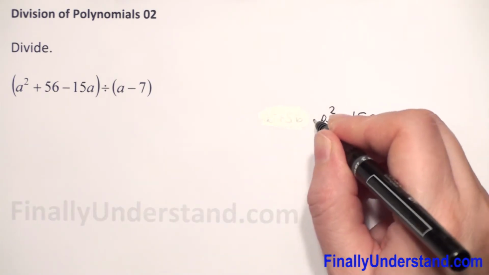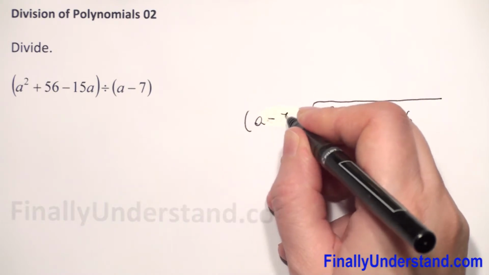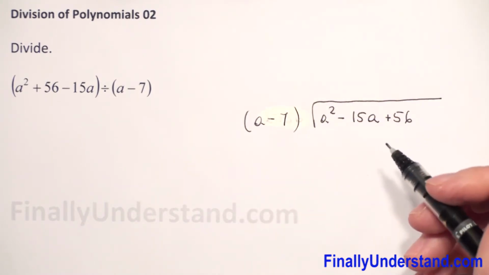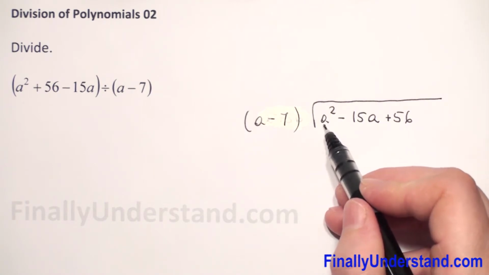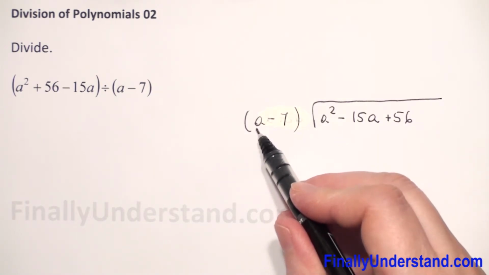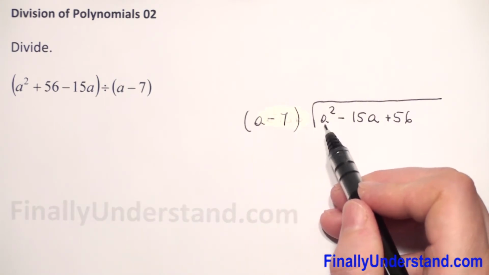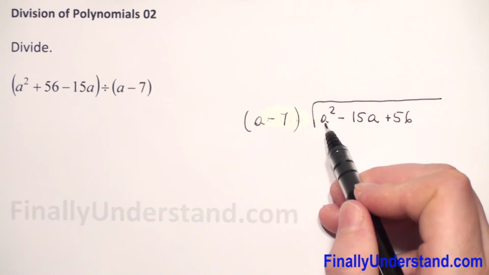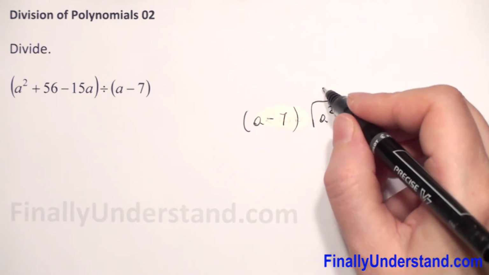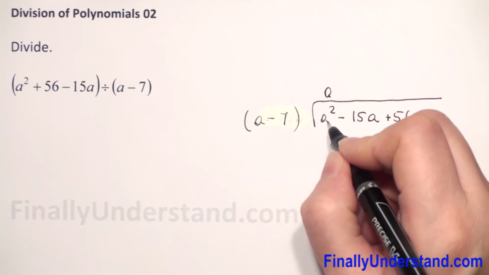We have to divide by a minus 7. So we focus only on the a squared and a first. Always on the first terms. By what do I have to multiply a to get a squared? And the solution we write at the top. By a, because a times a gives me a squared.